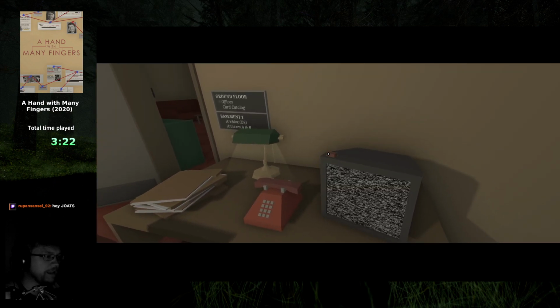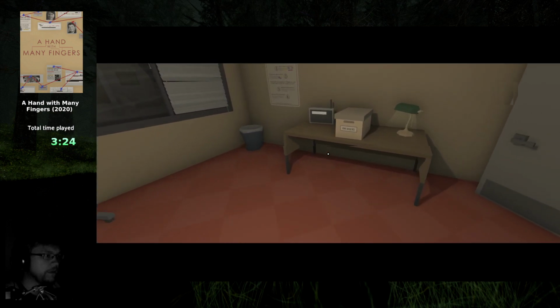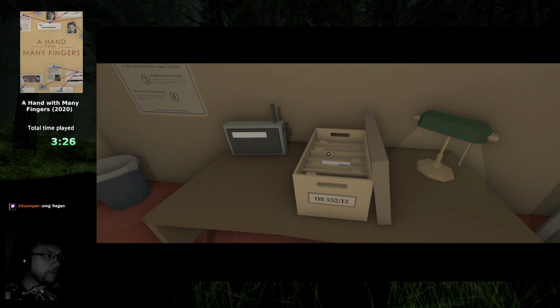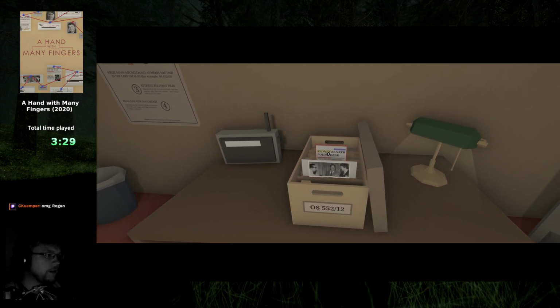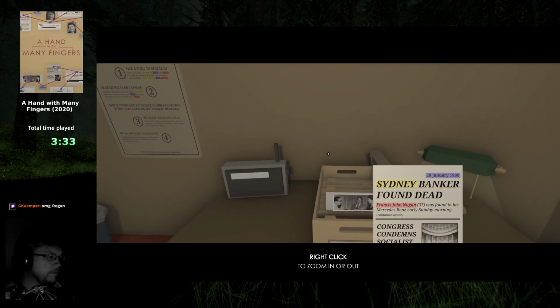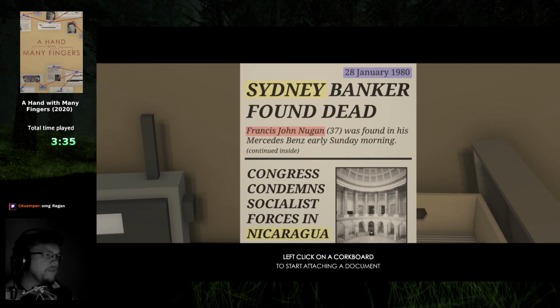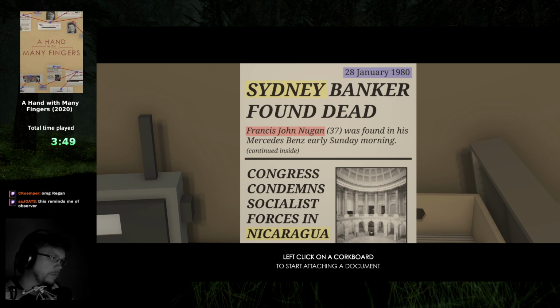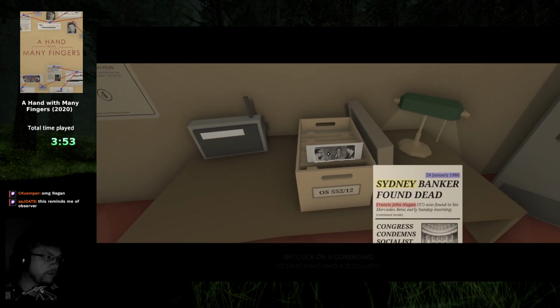Sure. What do we got? Sydney banker found dead. Francis John Nugan was found in his Mercedes-Benz early Sunday morning. So, Sydney 1980, Francis John Nugan. That's probably what we want to research.